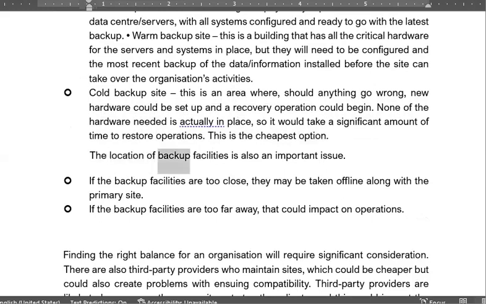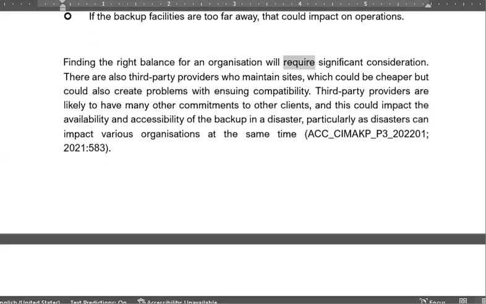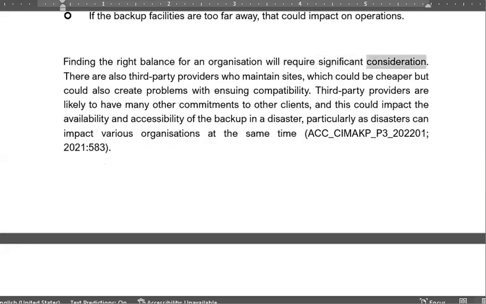The location of backup facilities is also an important issue. If the backup facilities are too close, they may be taken offline along with the primary site. If the backup facilities are too far away, that could impact on operations. Finding the right balance for an organization will require significant consideration.